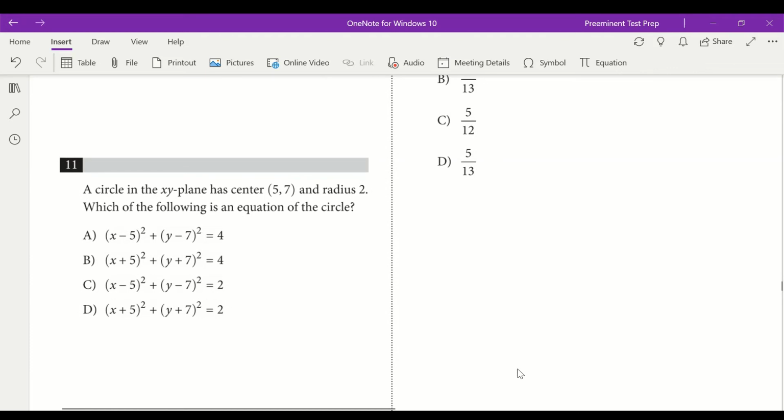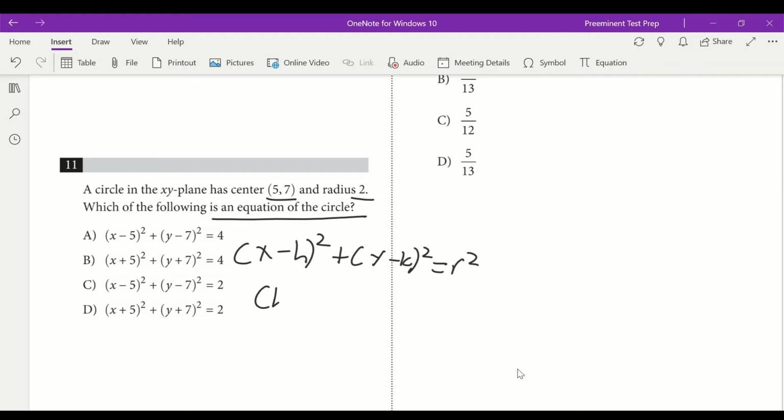Question 11. A circle in the xy plane has center 5, 7, and radius 2. Which of the following is an equation of the circle? Well, right off the bat, I know the equation for a circle is x minus h squared plus y minus k squared equals r squared, where our center is h, k. Okay, so now I'm going to go ahead and plug in my points, right?